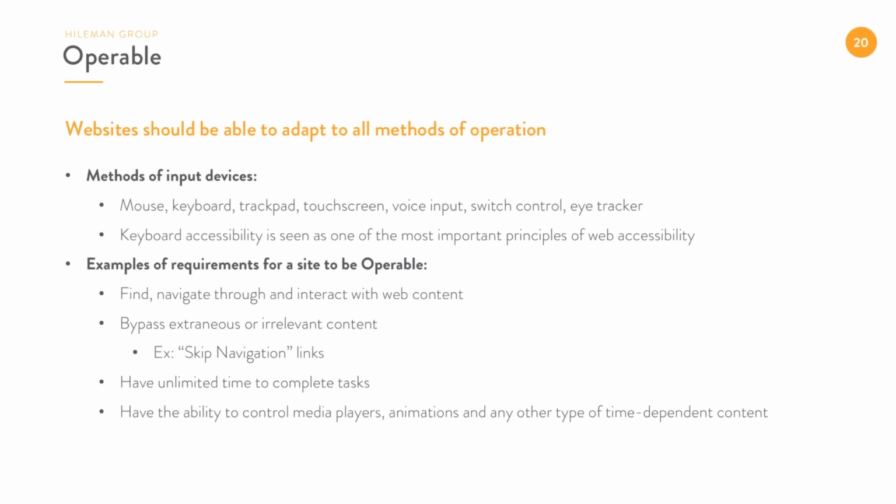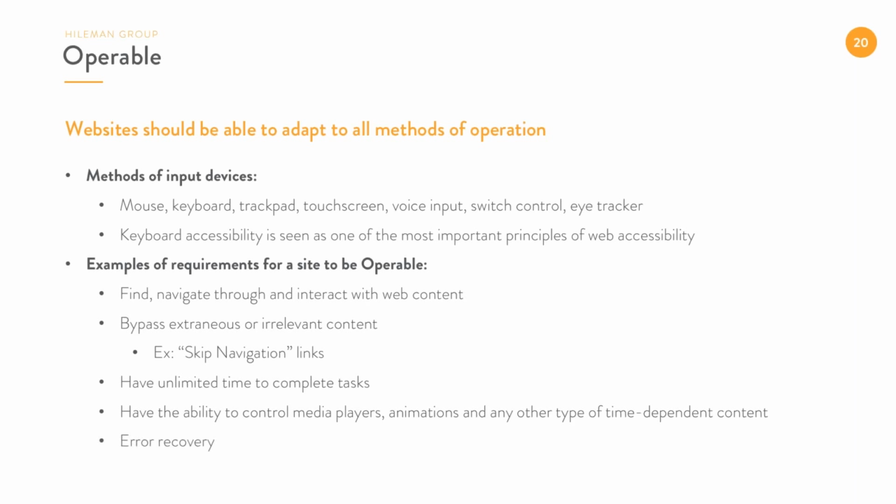Having the ability to control media players, animations, and other types of time-dependent content. So we already do this with video with play and pause buttons. Animations, though, is another way we can start bringing this in because you need to be cognizant of flickering and strobing for those with seizures. So being able to pause it if they have a feeling that it's going to trigger one, that's really big. Same with sliders for your carousel. Pause and play buttons are key.